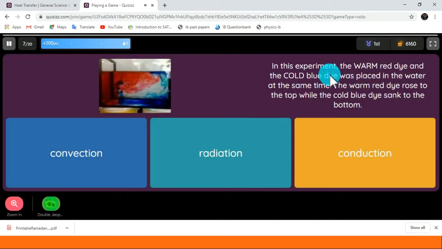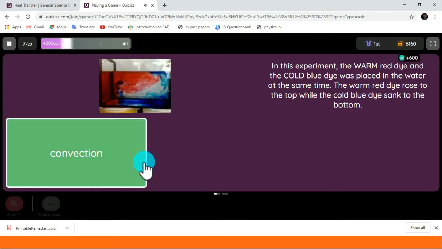In this experiment, the warm red dye and the cold blue dye was placed in the water at the same time. The warm red dye rose to the top while the cold blue dye sank to the bottom. What type of energy transfer? Hot air and cold air, hot dye, cold, for sure. Convection.